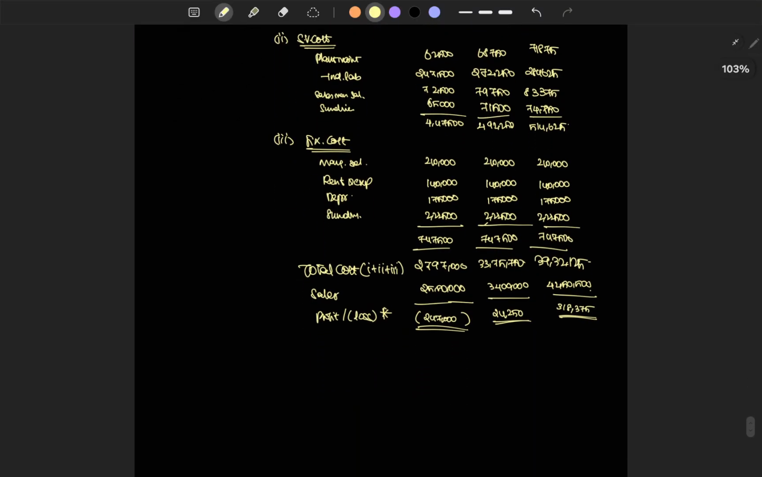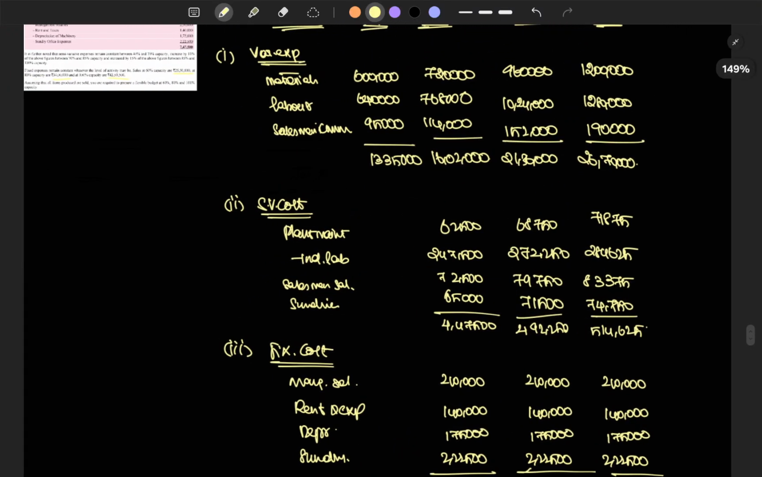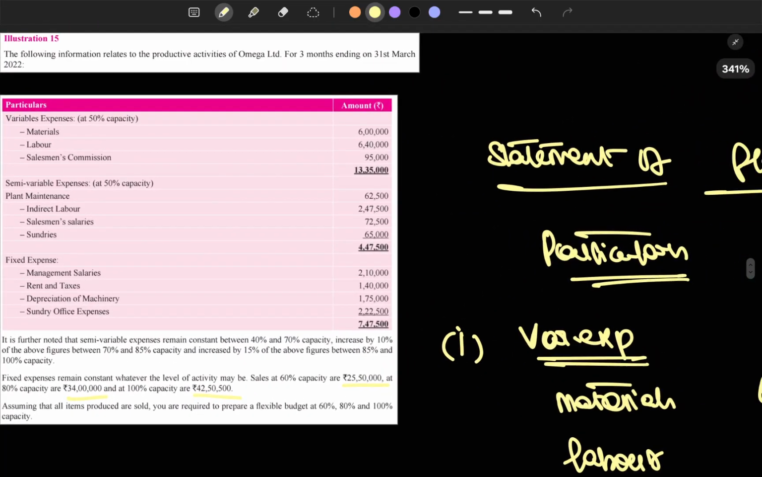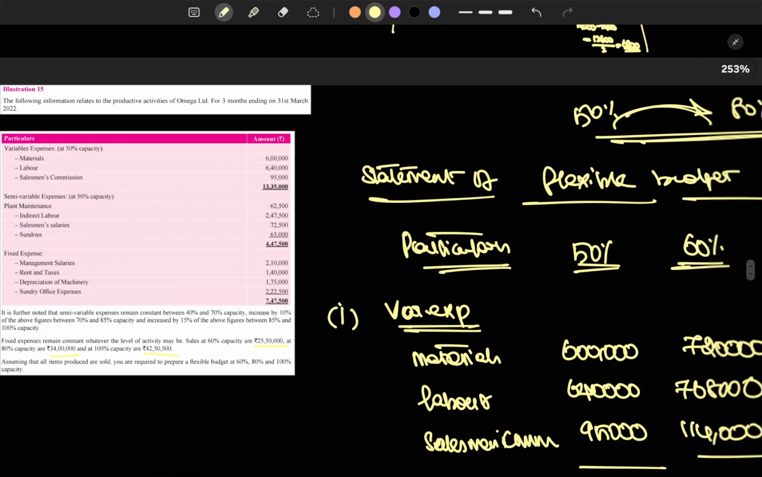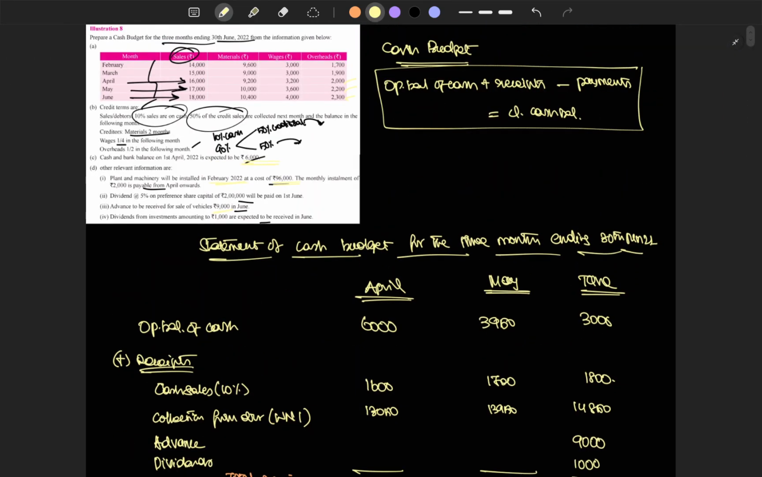That's it. We have finished the flexible budget also. Now you guys have seen how easy it is. This is just a calculation part only. There is nothing beyond this in budget. So let's start with some other new chapter tomorrow. Thanks.